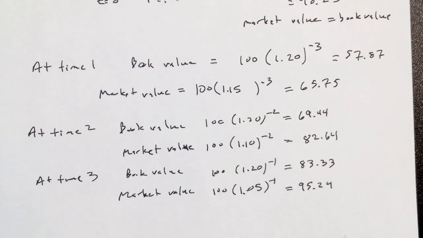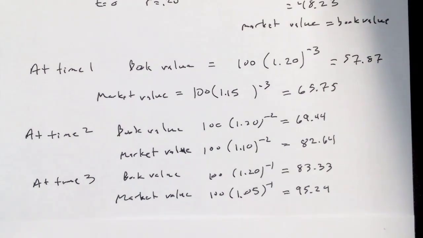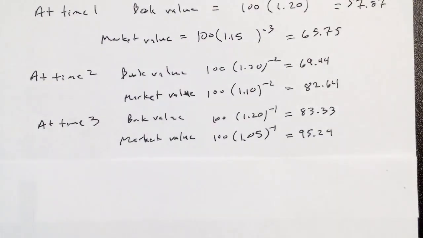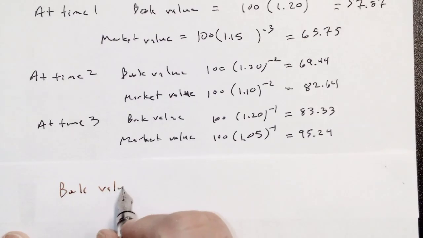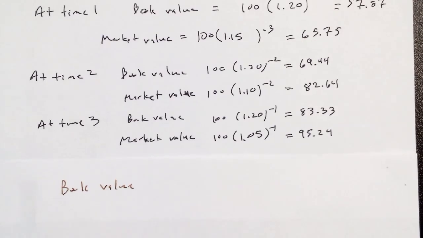Let me compare these numbers year to year. So let's start by looking at book value. Oh, you'll notice I didn't do time 4. Why didn't I do time 4? For both of them, I cash out, right? I earn 100 for both of them.